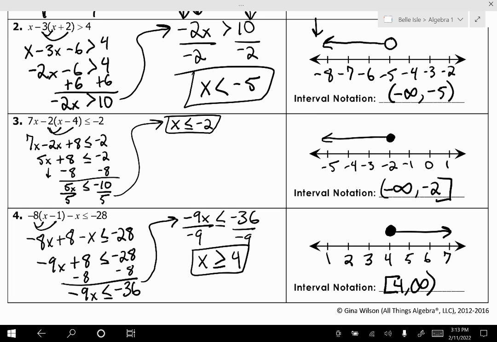Okay, let's flip over to the back. You should be working on 5, 7, and 9. 5, 7, and 9. You said 5, 7, and 9.